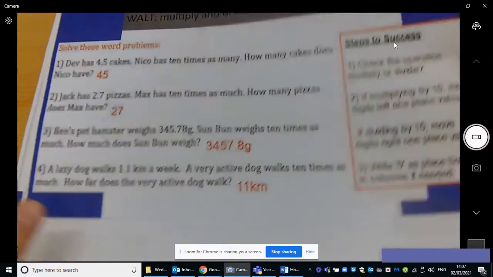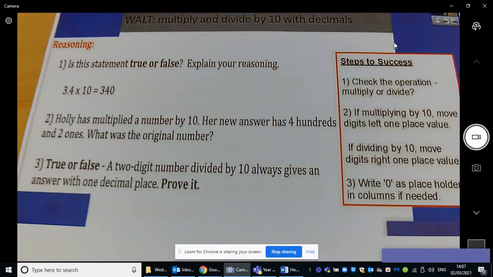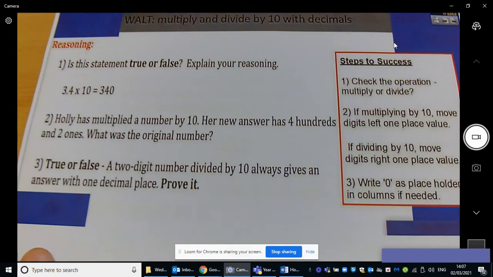Excellent. So now we're going to move on to our reasoning. So you've still got the steps to success there. First one, is this statement true? 3.4 times 10 equals 340. And can you explain your reasoning? Number 2, Holly has multiplied a number by 10. Her answer has 4 hundreds and 2 ones. So what was the original number? And then true or false, a 2-digit number divided by 10 always gives an answer with 1 decimal place. And then prove it. Okay, so pause the video now, off you go.